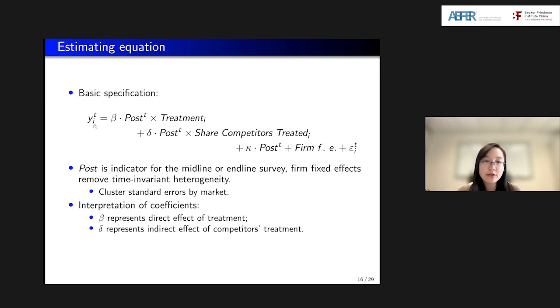In this regression, on the left-hand side, Y_i indicates firm outcomes such as sales, profit, employment, etc. And on the right-hand side, treatment is an indicator for whether a firm received a treatment. The share of competitors treated is defined as the share of firms located in the same market and selling the same products that got treated. We also control for firm fixed effects, and we cluster standard errors by market. So here, beta represents the direct effect of the treatment, and delta measures the indirect effect of competitors' treatment.